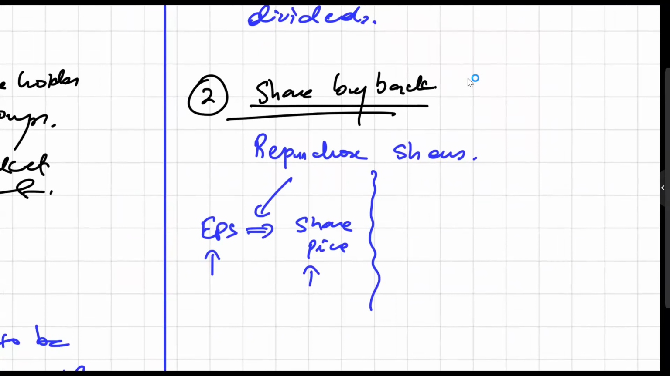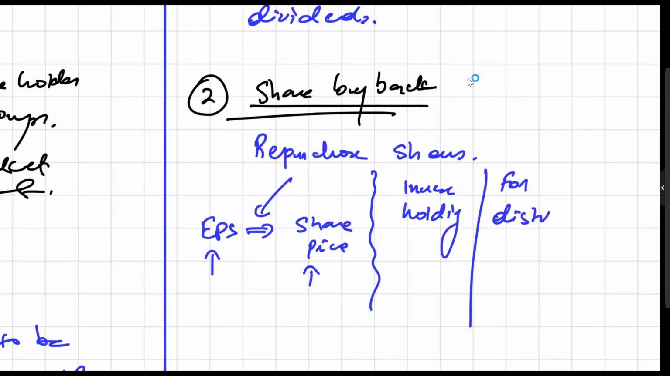The next situation is, at times, the share buyback is also to increase holding for distributing dividends also. Now you would say, how would share buyback lead to distribution of dividend? Let's just try to see this.